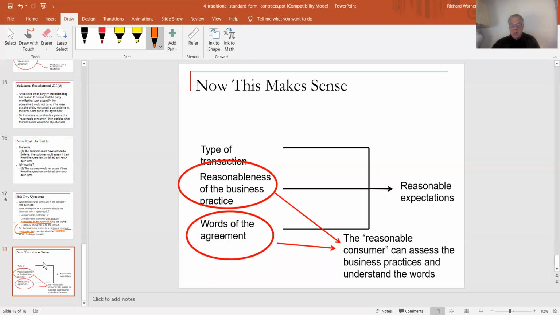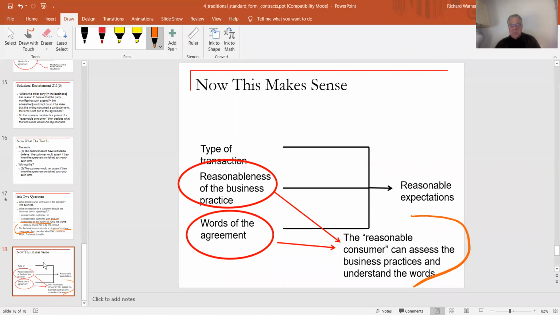Now, the reasonable consumer can assess the business practice and understand the words of the contract. And we're going to develop this view some more. It worked reasonably well for traditional offline, not online, standard form contracting, as we'll see as we go along. And then our question becomes, well, does it work very well for online contracting?